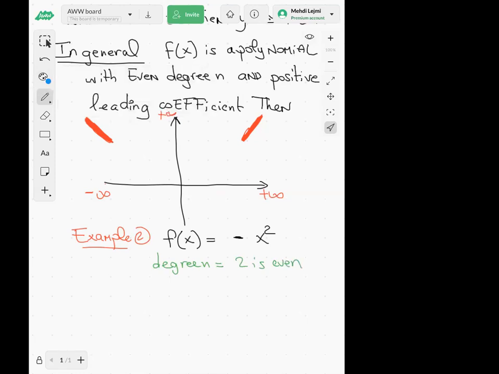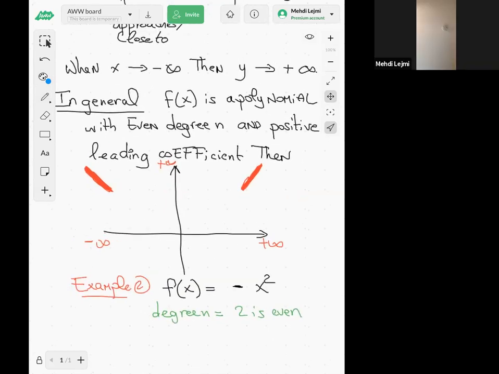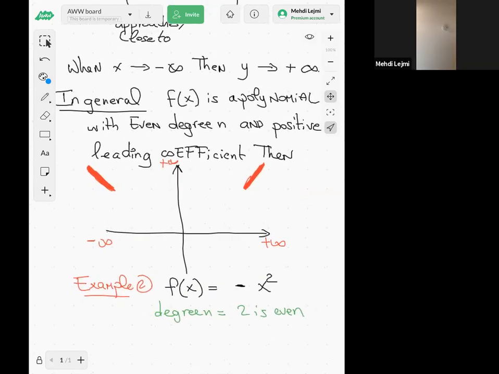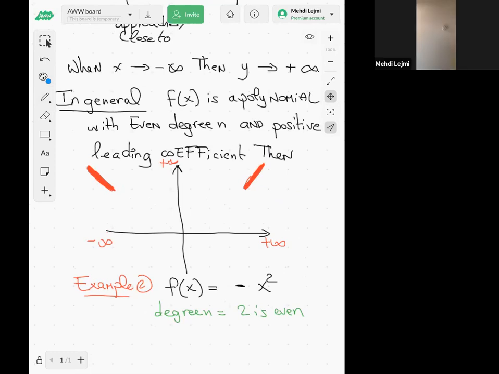Professor, is that the ending of your sentence right there? In general, then, with positive leading coefficient, then we have this graph here at infinity.